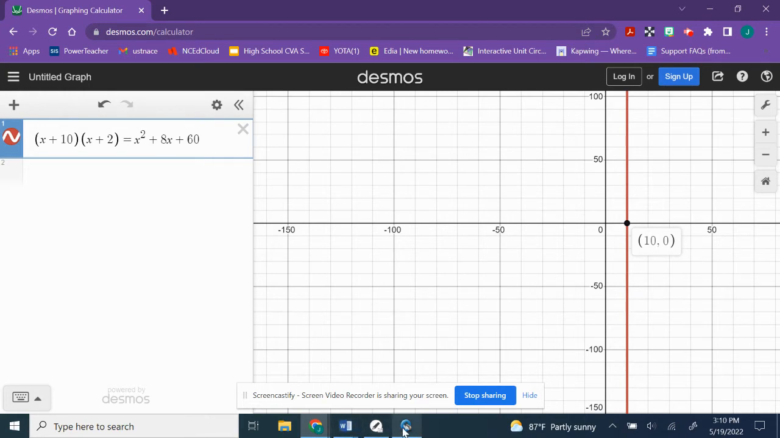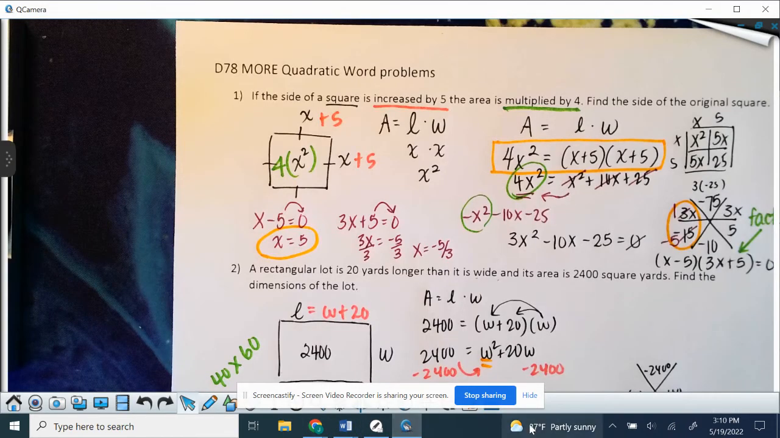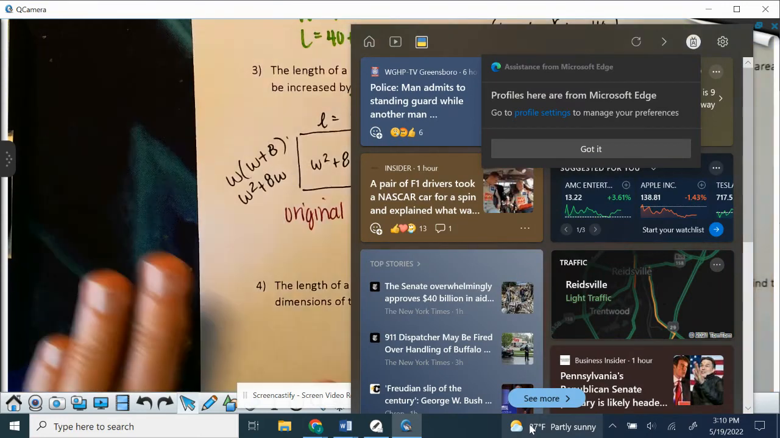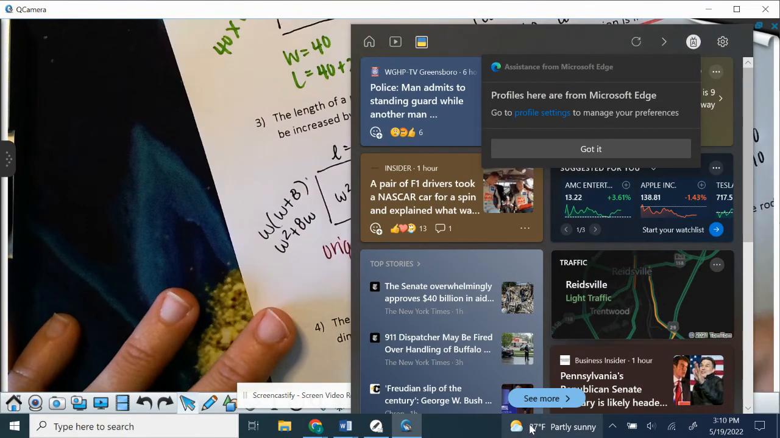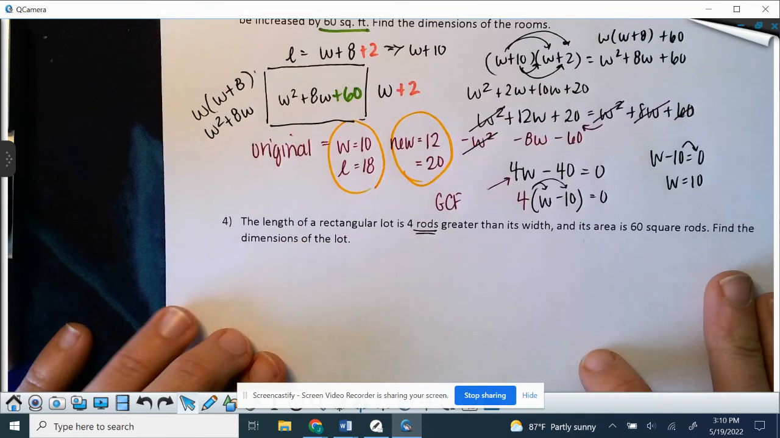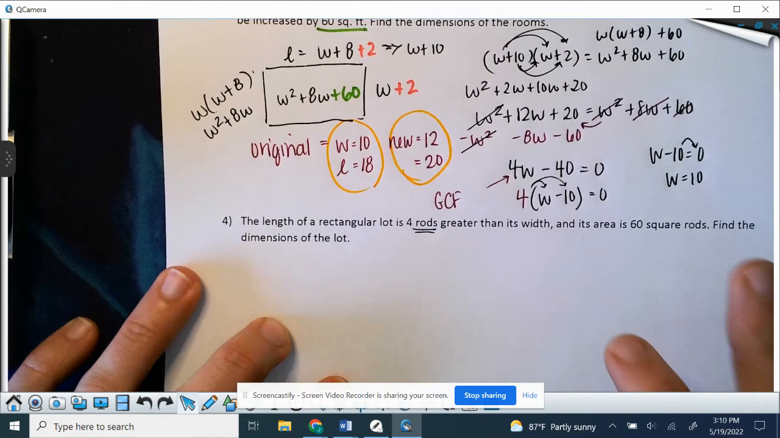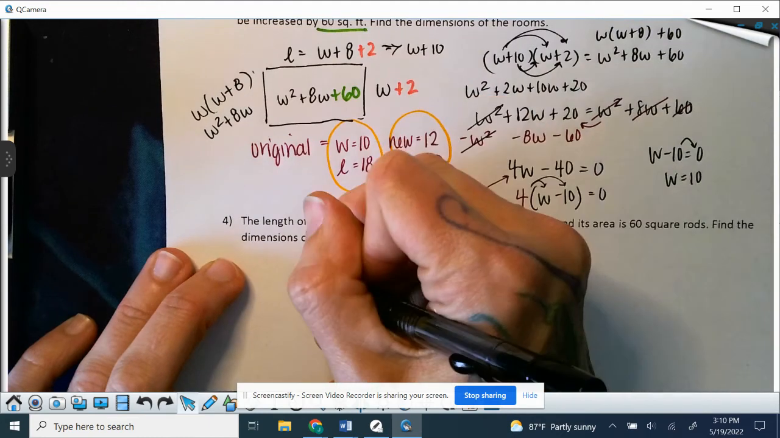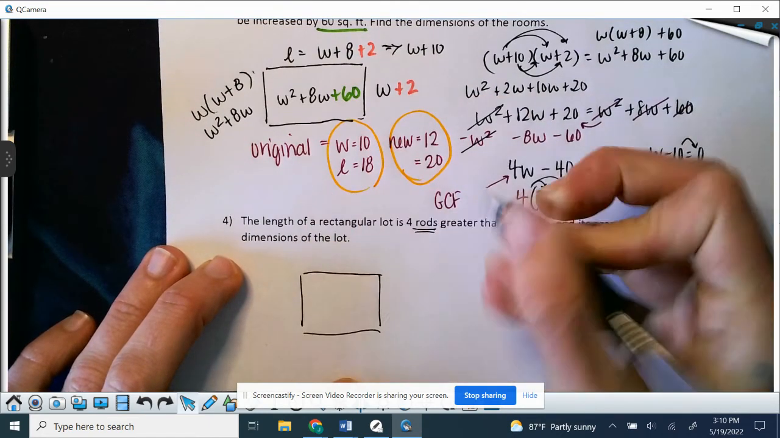All right, and we're going to go ahead and do one more. We're going to do number 4. So the length of a rectangular lot is 4 rods greater. Now, I don't know what a rod is. Don't worry about that part, okay? Sorry. The length of a rectangular lot is 4 rods. Just pretend like it's feet. That's fine. So the length of a rectangular lot is 4 greater than its width.